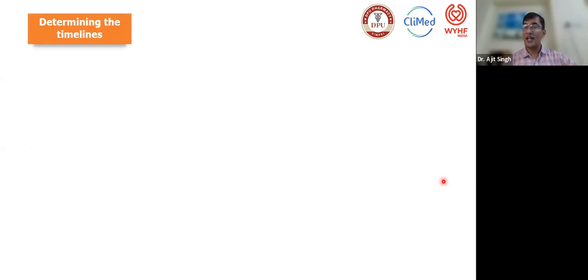Then determining the timelines. Very important. Last 2-3 slides, guys. Timelines and budgets are a very important part. What we are going to discuss now: timelines means the proposed timelines, first of all, about your research proposal writing, how much time it will take. You should be before the deadline. If you are crossing the deadline, you are going to lose something big. You are going to lose the opportunity.